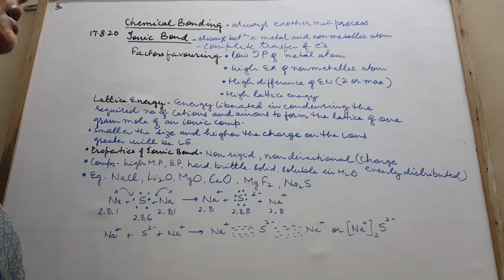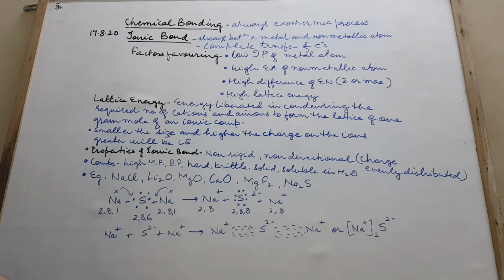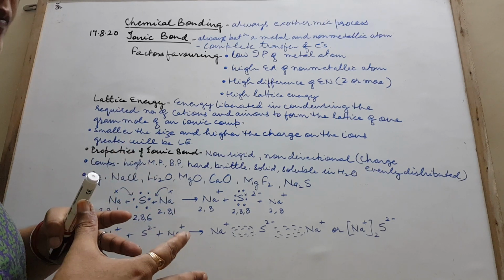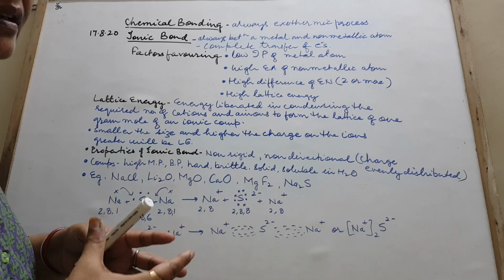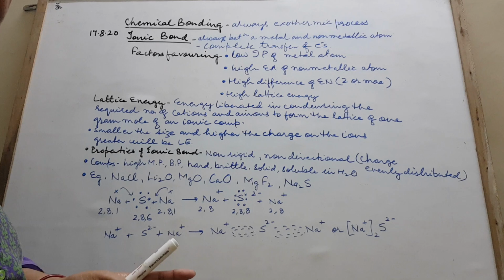I repeat, it is the energy liberated, released in condensing the required number of cations and anions to form the lattice of 1 gram mole of ionic compound. Now you will say, what is this lattice? Lattice means arrangement of ions or particles within a compound. If it is an ionic compound, then ionic crystal.